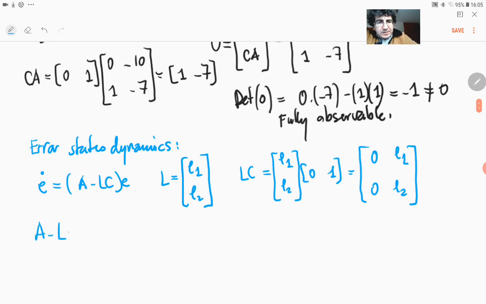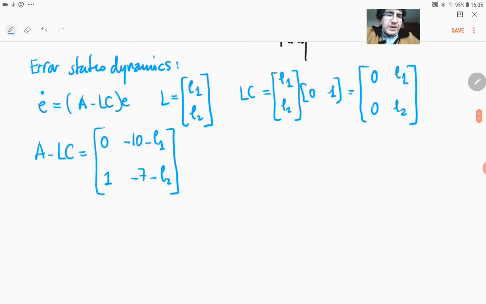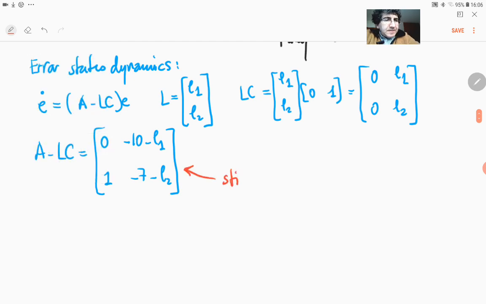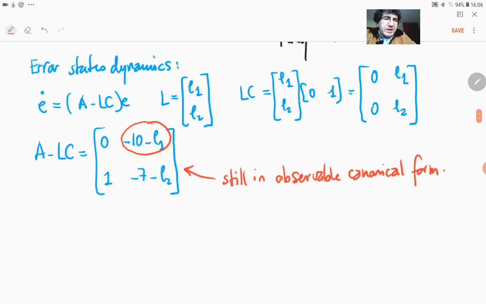So what is A minus LC is a matrix where I have 0 over here, minus 10 minus L1 over here, 1, and minus 7 minus L2 over here. Now the interesting thing about this A minus LC matrix is that if you look at it carefully, you will see that this is still in observable canonical form. Okay, it has exactly the same structure where you have the coefficients over here and just 0 and 1 in the remaining entries, okay? So it's still in the observable canonical form.